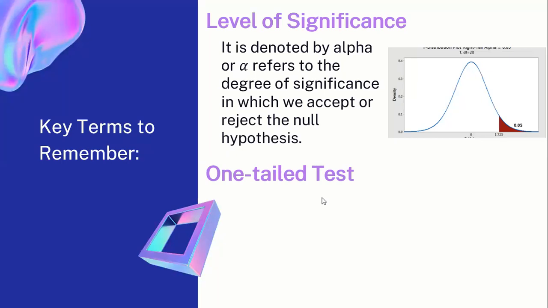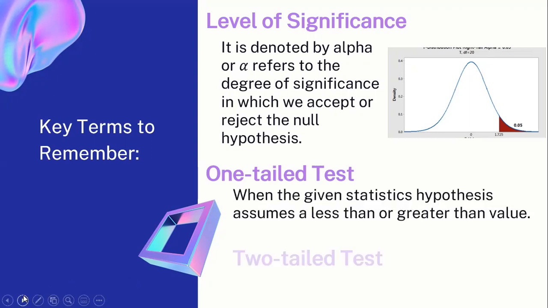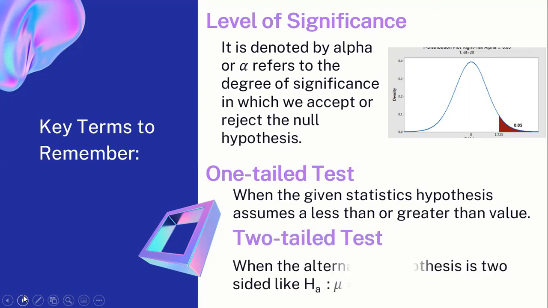So next word, we have the one-tailed test. One means that from the normal curve, there will be one tail. And the second one is the two-tailed test.